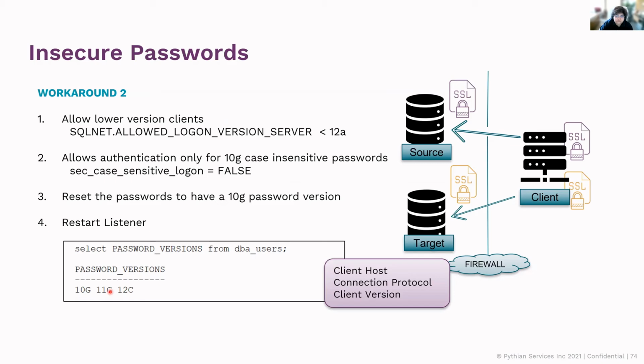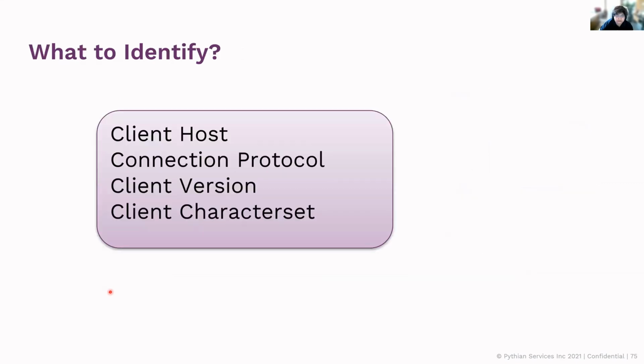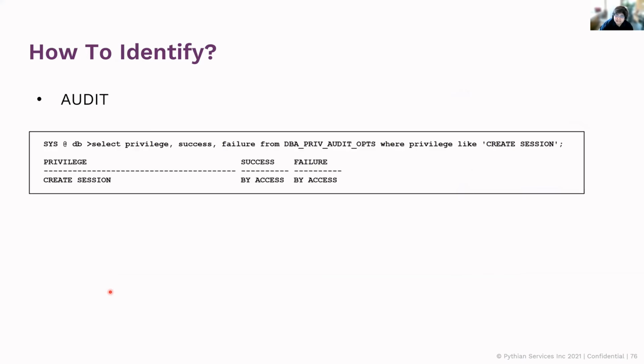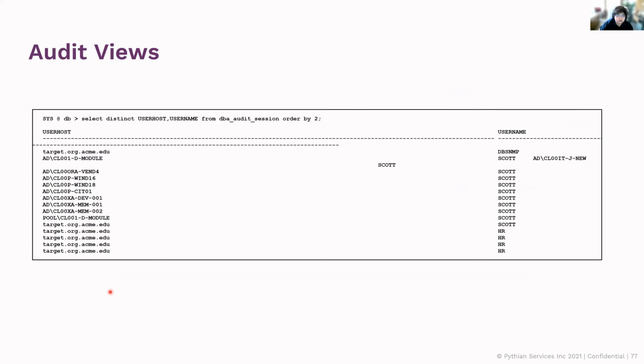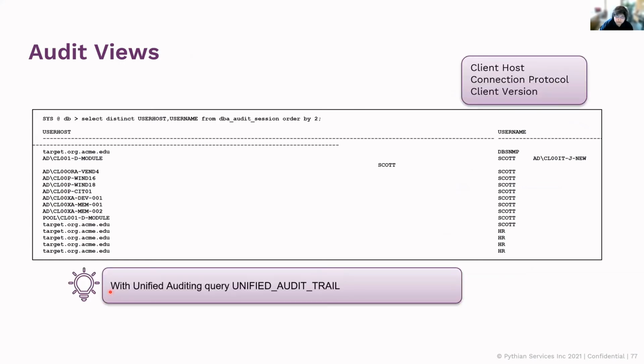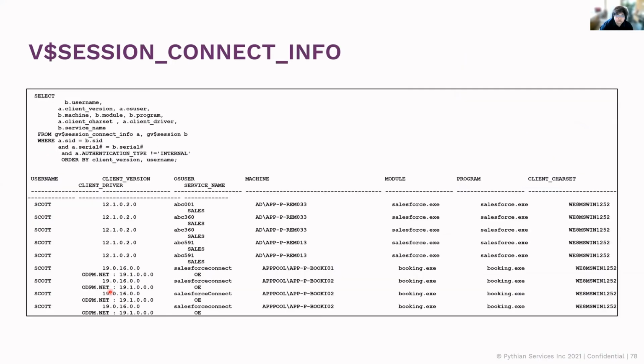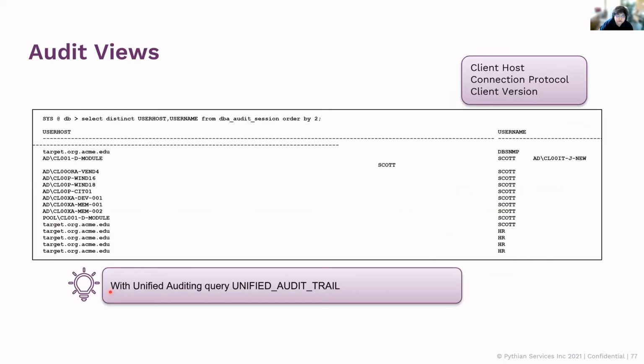Similarly, what we've seen is this is the information we need before we go on with a migration project, right? In fact, client character set is often pretty important at times. Now, how do we identify? Audit is probably the easiest way to do it. Enable this and you will have your DBA audit session populated, or if you're using unified auditing, the unified audit trail view will be populated.